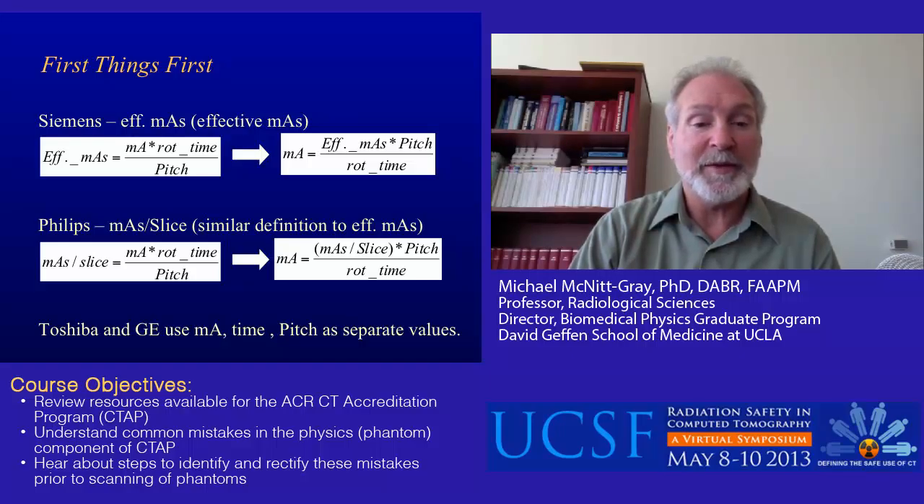Similarly for Philips, they use the concept of MAS per slice. It's a similar definition, and that MAS per slice is MA times rotation time divided by pitch. And you can rearrange that similarly to obtain the MA that's being used by the scanner at that time. Toshiba and GE use MA, time, and pitch as separate values. They don't use the definitions of effective MAS or MAS per slice, so those should be reasonably straightforward. In the Table 1, it does ask for effective MAS. That can be provided. If the scanner doesn't use the concept of effective MAS, you can leave that part blank.